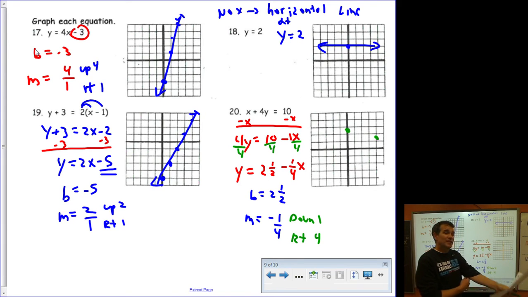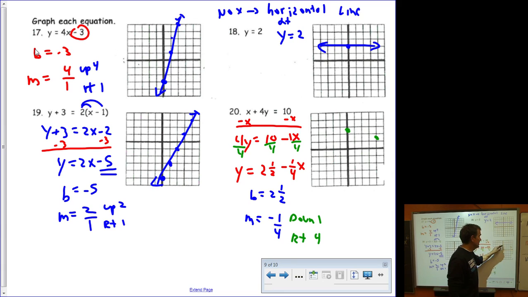I could also go the other direction. Instead of going down and to the right, I could go up and to the left. So my line ends up looking like that.